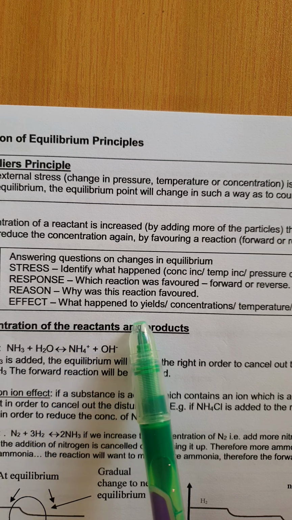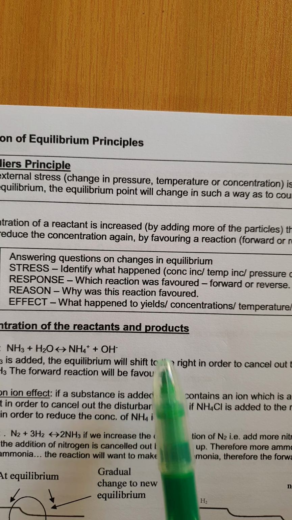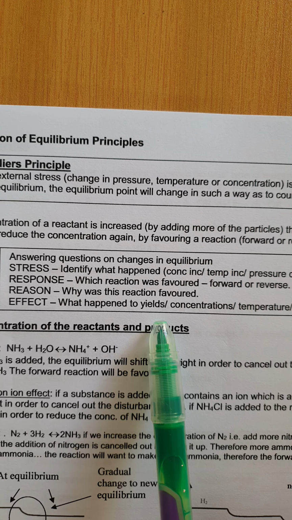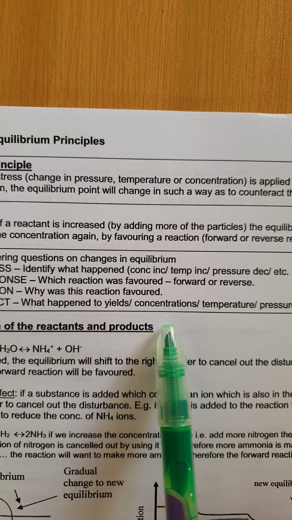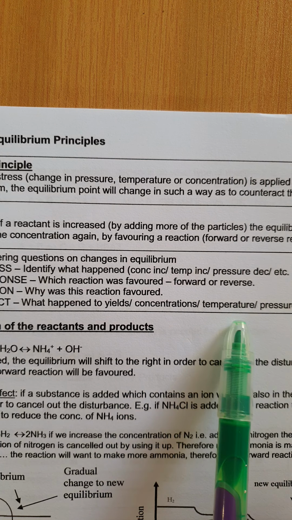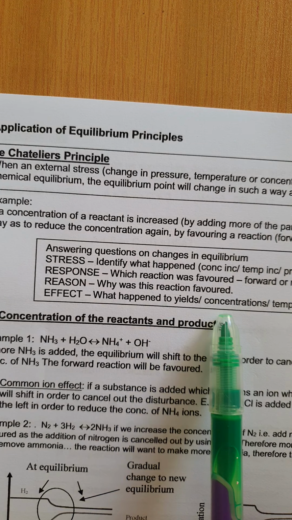And then what happened to the yields? Now the yields is the amount of substances that you have. So your reactants might have increased number of particles. Your concentrations might have increased or decreased of other substances. The temperature increased or decreased, and so on. Okay, so what was the effect?